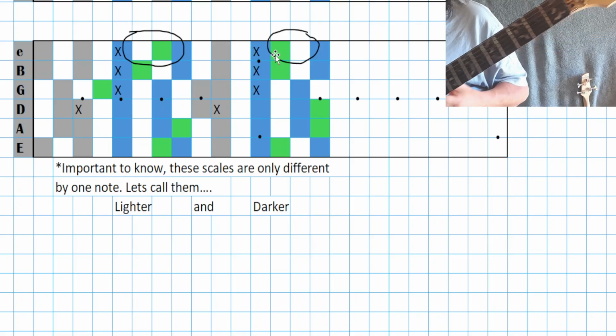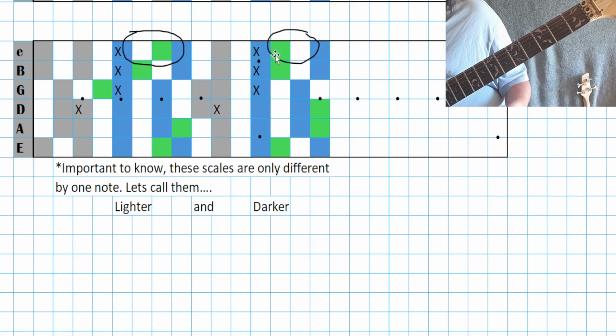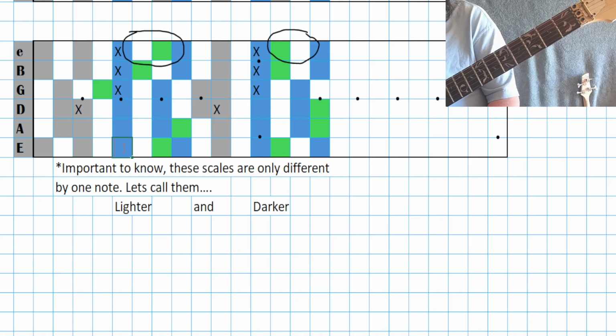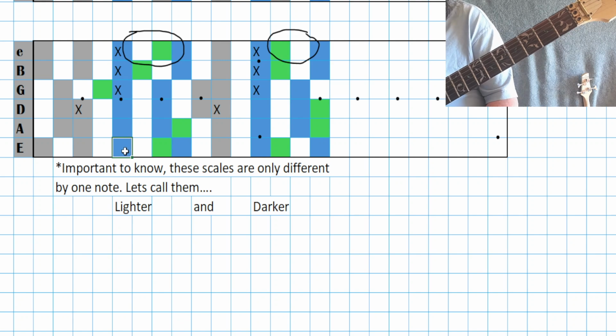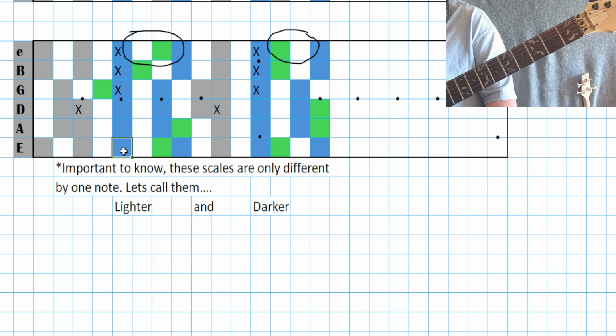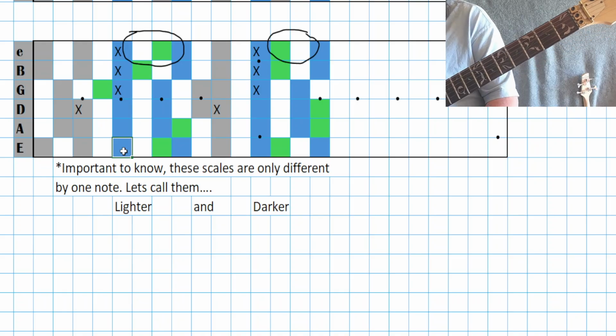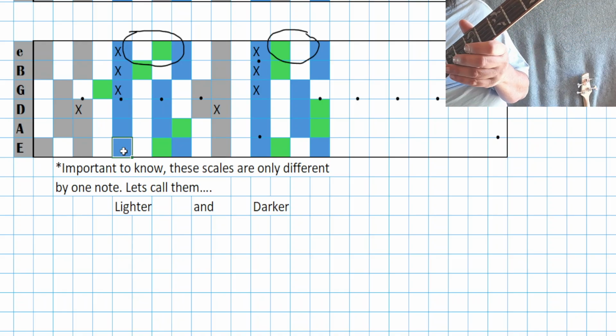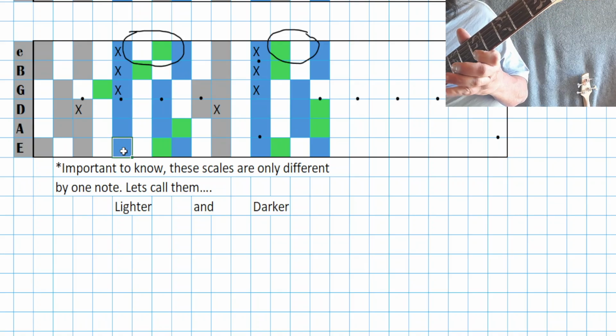So what that does is, by calling them lighter and darker, they actually have names in conventional teaching. This shape is considered starting from this note here. And so in the key of C, that's A. A is the 6th note of C. 6 is where the Aeolian mode is going to start if the root note is here on A. And all the melodies are here.